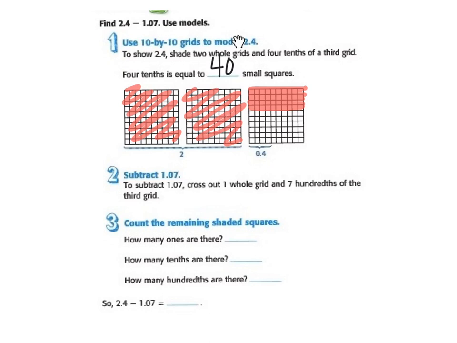Next, we want to subtract 1 7/100. To subtract 1 7/100, we need to cross out 1 whole grid and then 7/100 of the third grid. You want to include that we cross out in your notes. So I'm going to cross out 1 whole grid, and then I want to cross out 7/100 of the third grid. So 1, 2, 3, 4, 5, 6, 7.